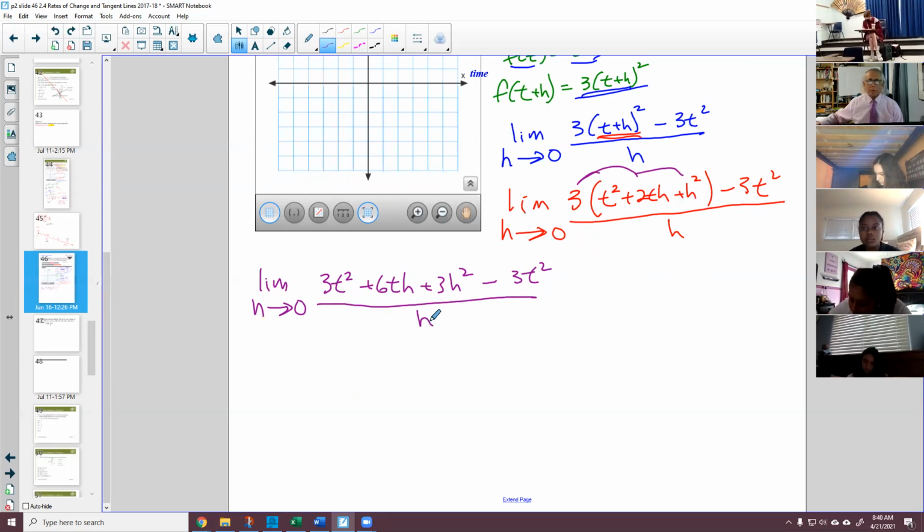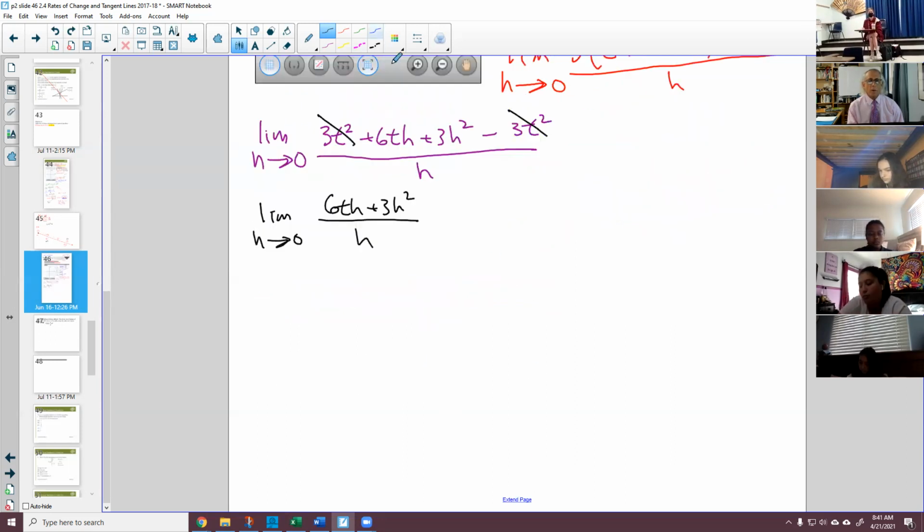Okay, so I still have this h in the denominator, which is preventing me from substituting. But Maria, what can I do now to move this problem along? Well, the 3t squared and the negative 3t squared, you can take those out. Let's get rid of those. And then you're left with 6th plus 3h squared over h. Keep going, you're on a roll here.